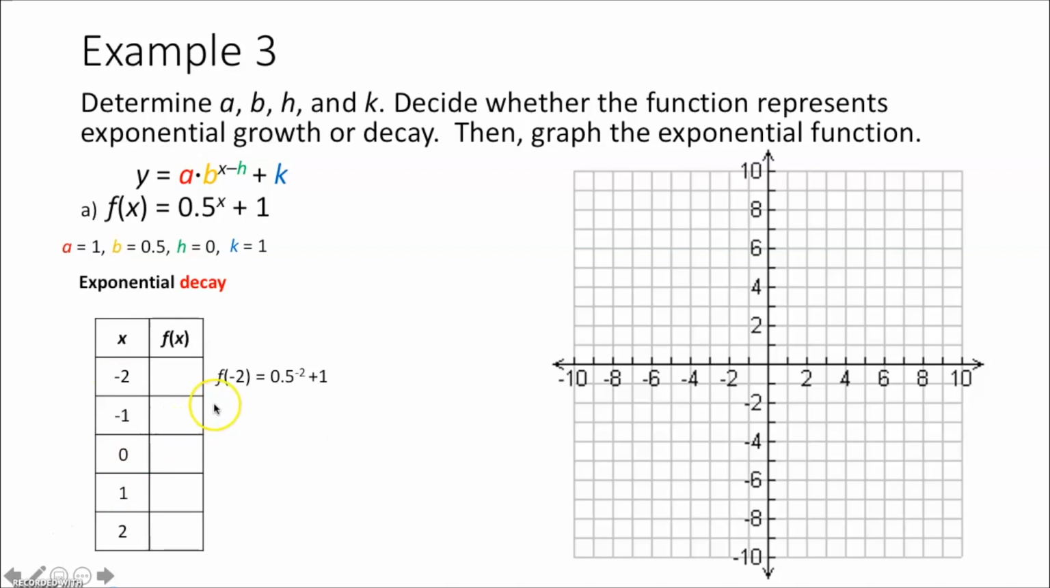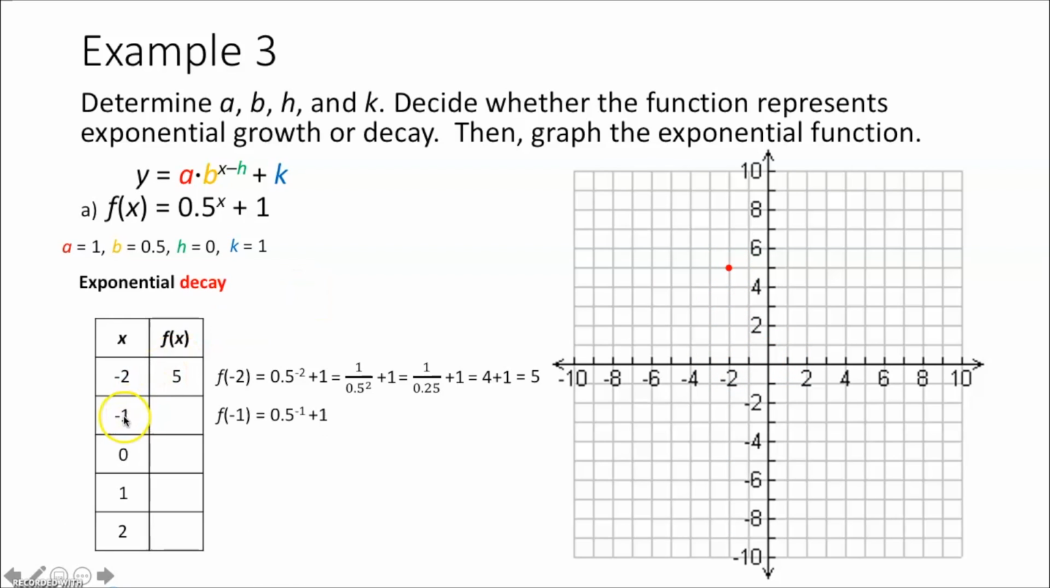We plug in -2 to the function for x. We get 0.5 to the -2 plus 1. Now, in order to make this negative exponent positive, we got to flip this, so it becomes 1 over 0.5 to the +2, which is 1 over 0.25. Which, if you actually divide that, becomes 4. And then you get 4 plus 1, which is 5. So that is going to be the y value that corresponds with this -2. Now I plot this point, -2 on the x-axis, up 5 on the y-axis, and we put a point.